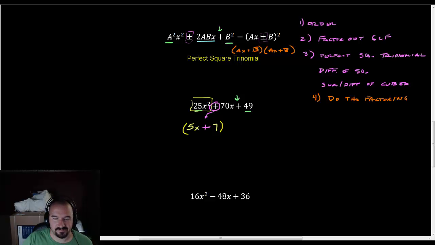And then we just close it off, and we square it. And we attempt to see, does it work? Well, let's check. It says take the value of a and the value of b and multiply it by 2. That should be what's in the middle term.